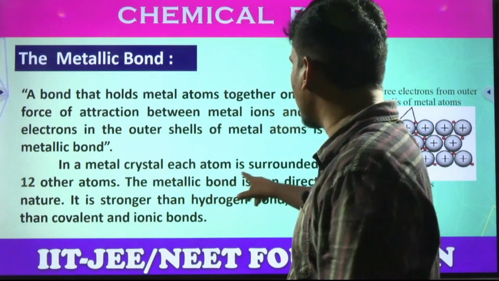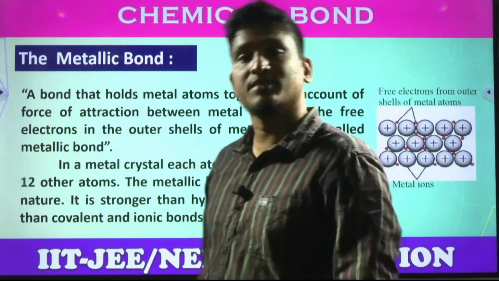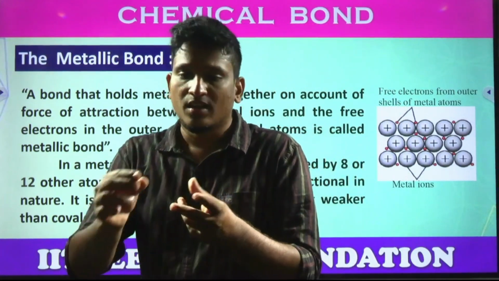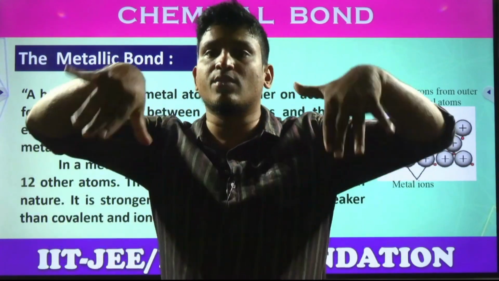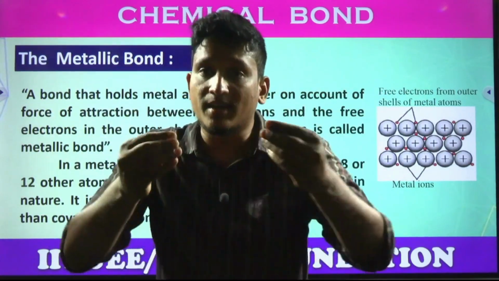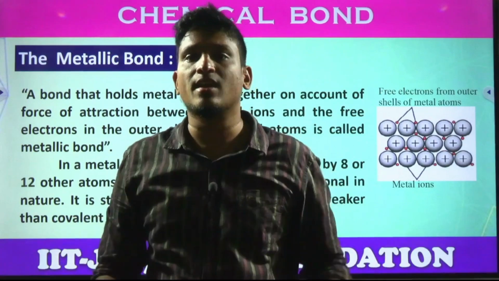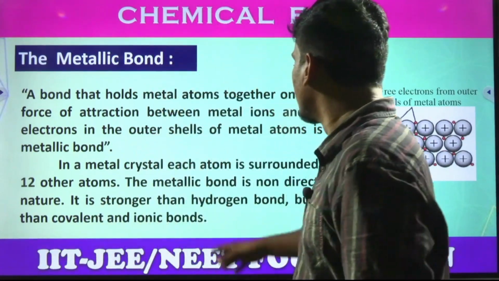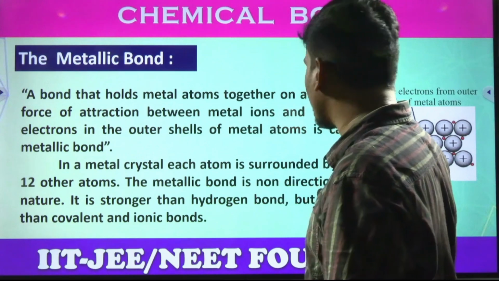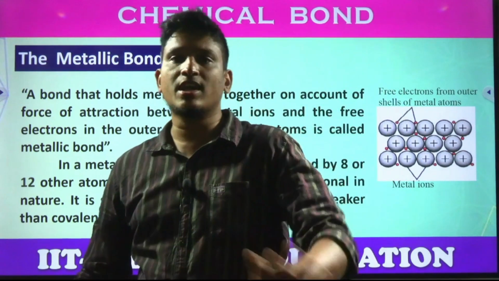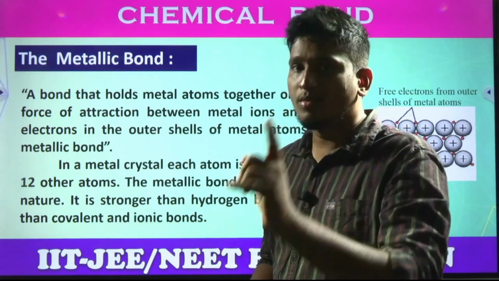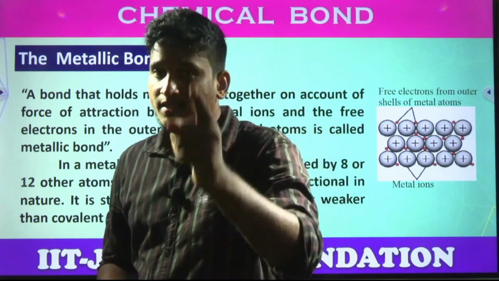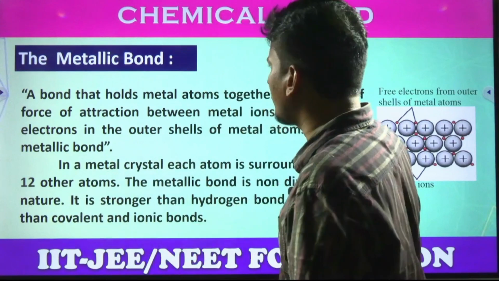So in the metal crystal, each atom is surrounded by 8 or 12 other atoms. That's what I said. Is it like one metal atom, one electron attraction? No, this electron is attracted by the surrounding metal ions, and these metal ions also show attraction towards the surrounding electrons. That's what the arrangement is. So it is stronger than hydrogen bonding, but weaker than covalent and ionic. Covalent and ionic are purely chemical bonds. So the main point is metallic bonding is stronger than hydrogen bonding. Hydrogen bonding is a weak attraction.